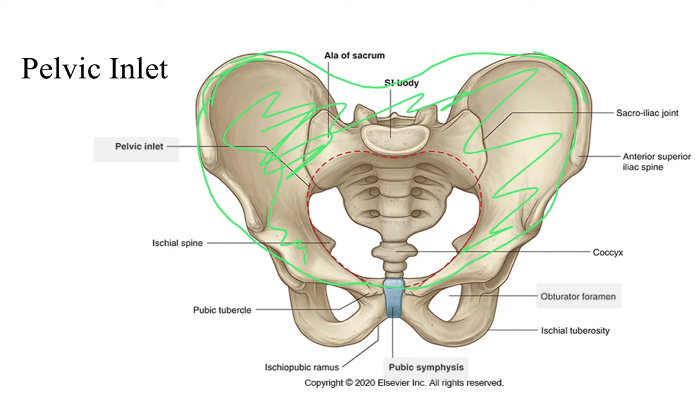The true pelvis actually lies below this line, which we call the pelvic inlet. All right, so the true pelvis lies right here with the sacrum being the back wall and the pubic symphysis being the front anterior wall, and then the pelvic floor, of course, at the bottom would be the inferior wall of the true pelvis.